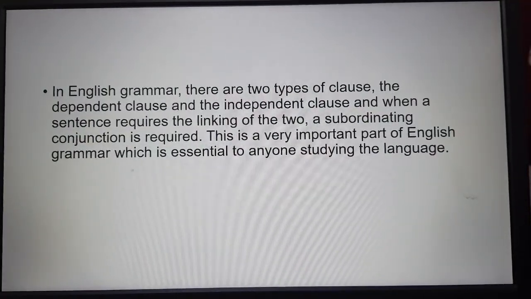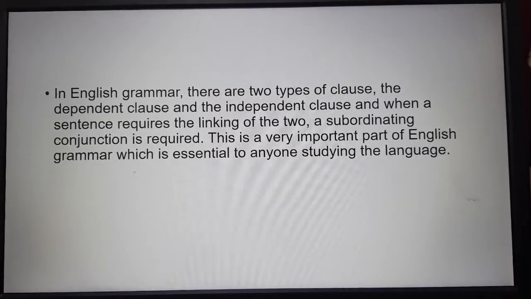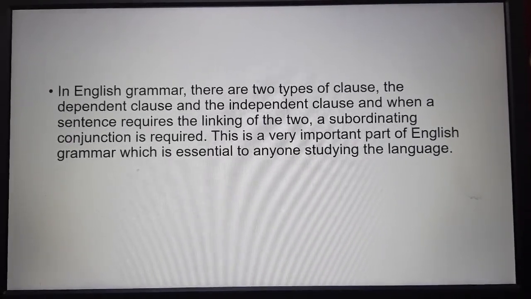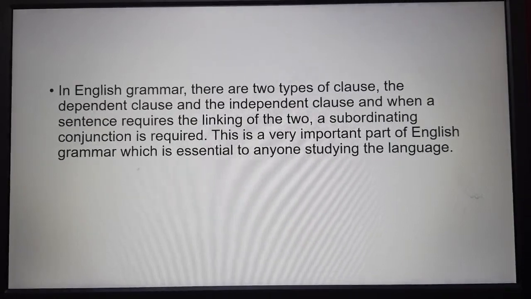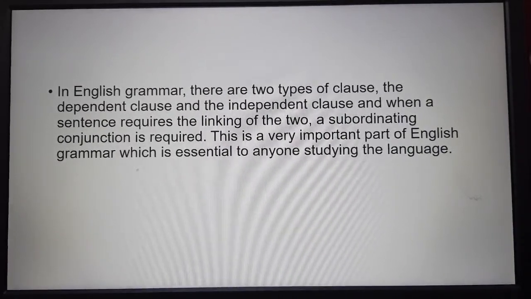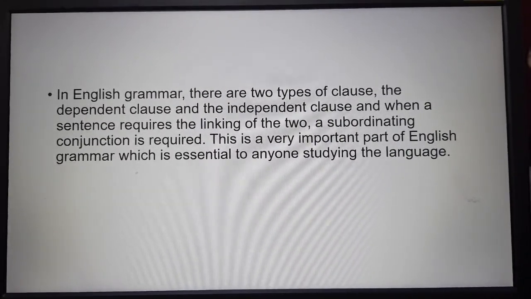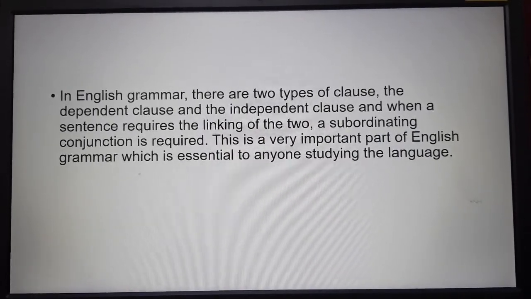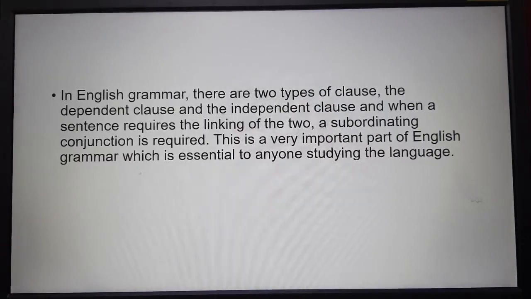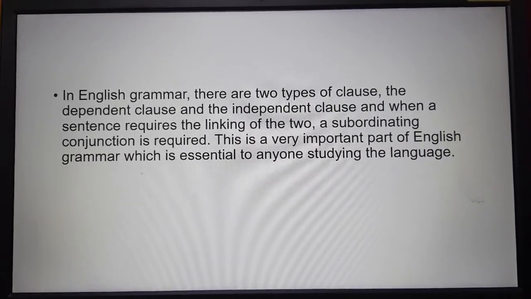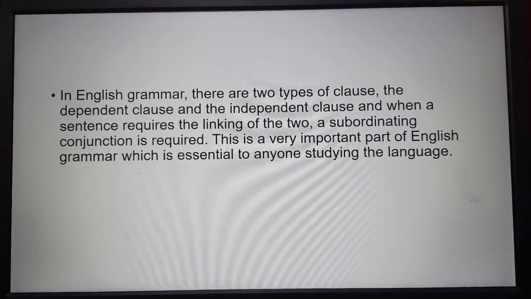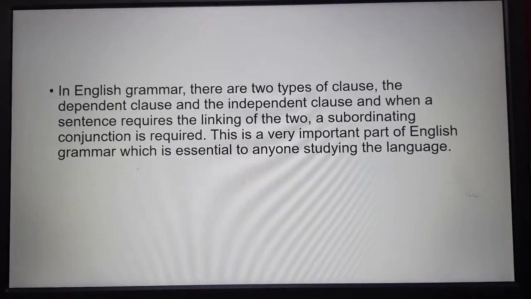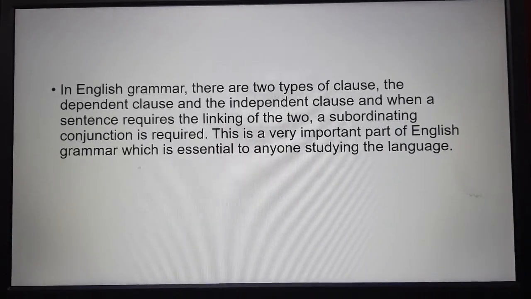In English grammar, there are two types of clause, so you must learn a little about the clauses as well: the dependent clause and the independent clause. When a sentence requires the linking of the two, a subordinating conjunction is required. So in very easy language, you just came to know. Now, this is a very important part of English grammar which is essential to anyone studying the language.